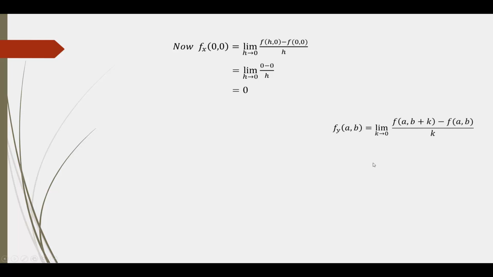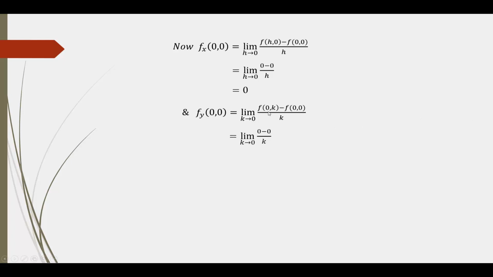Similarly, find out fy(0,0). We know the definition of fy(a,b) is the limit as k tends to 0 of f(a,b+k) minus f(a,b) upon k. Put a is 0, b is 0, so fy(0,0) equals the limit as k tends to 0 of f(0,k) minus f(0,0) upon k, which is 0 minus 0 upon k, equal to 0. So fx(0,0) is 0, fy(0,0) is 0. Both the partial derivatives exist.